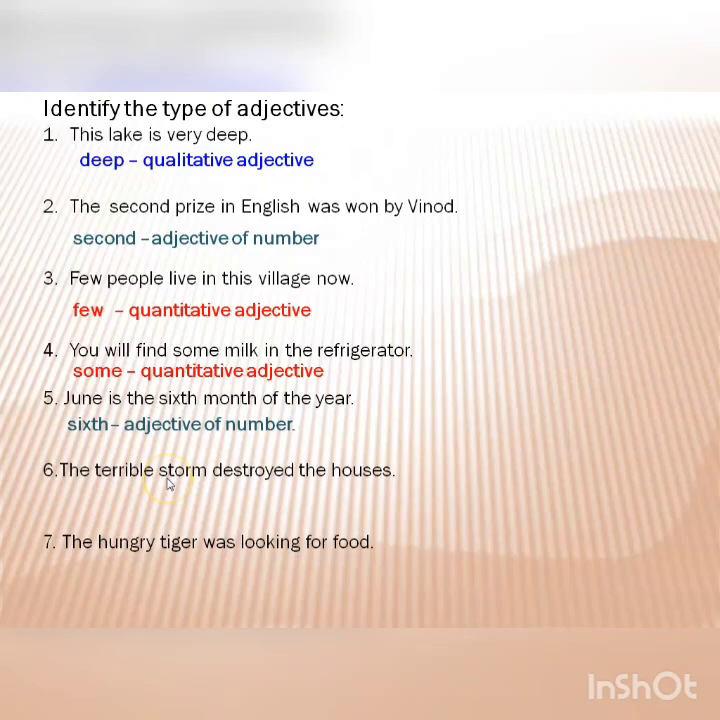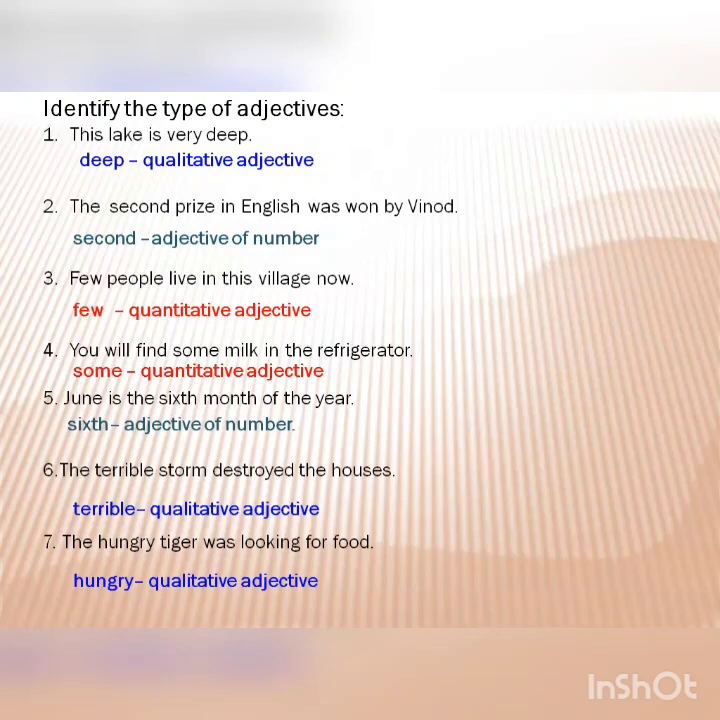Terrible. So, adjective of quality there, or qualitative adjective. Okay. Next, the hungry tiger was looking for food. What kind of tiger? Hungry. So, it is excellent, children. Excellent. It is adjective of quality.